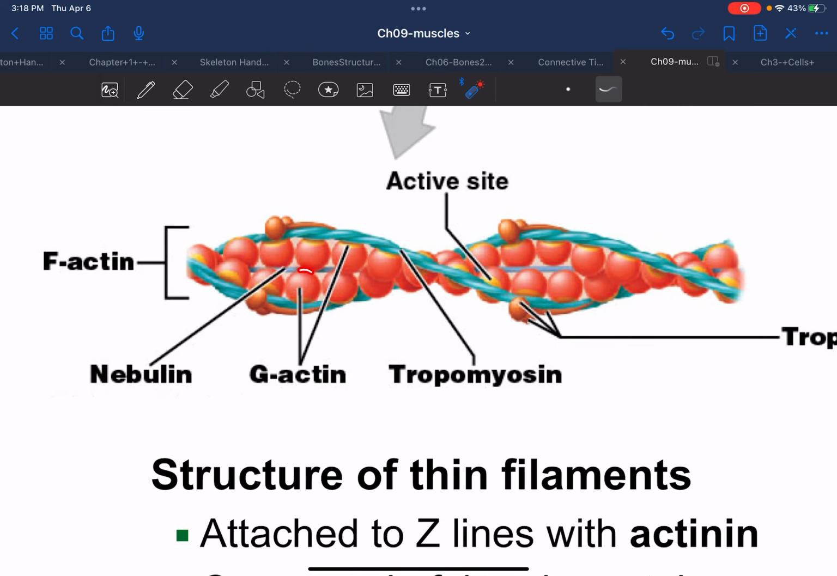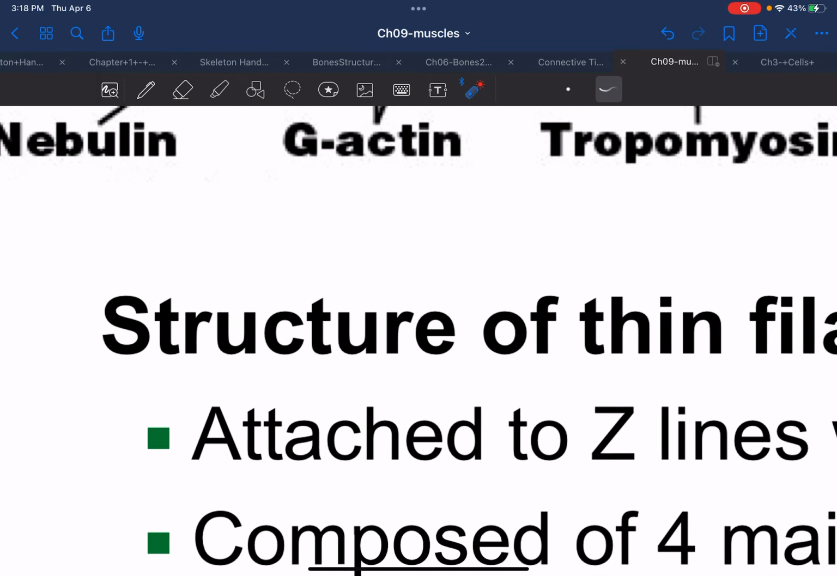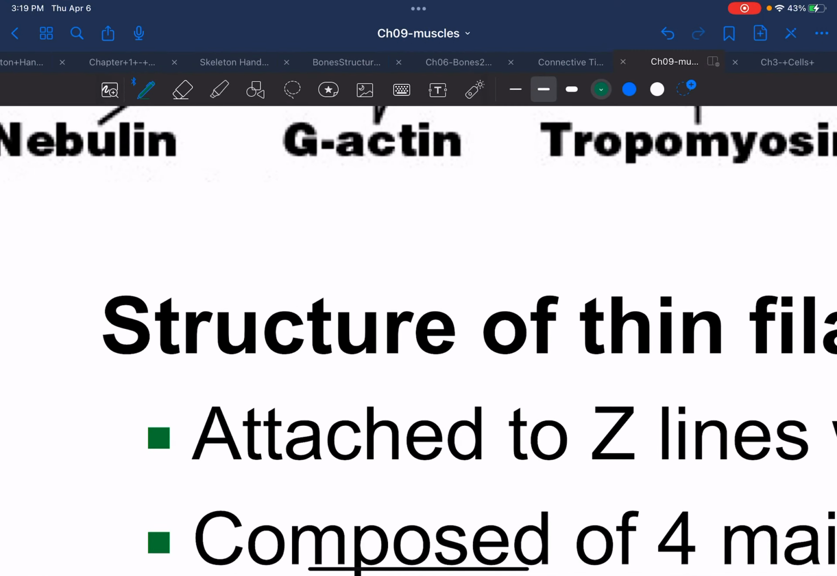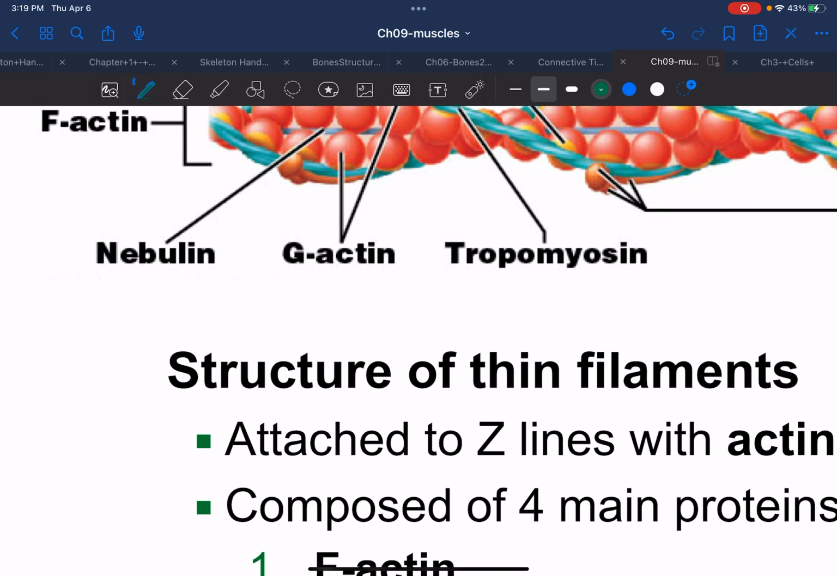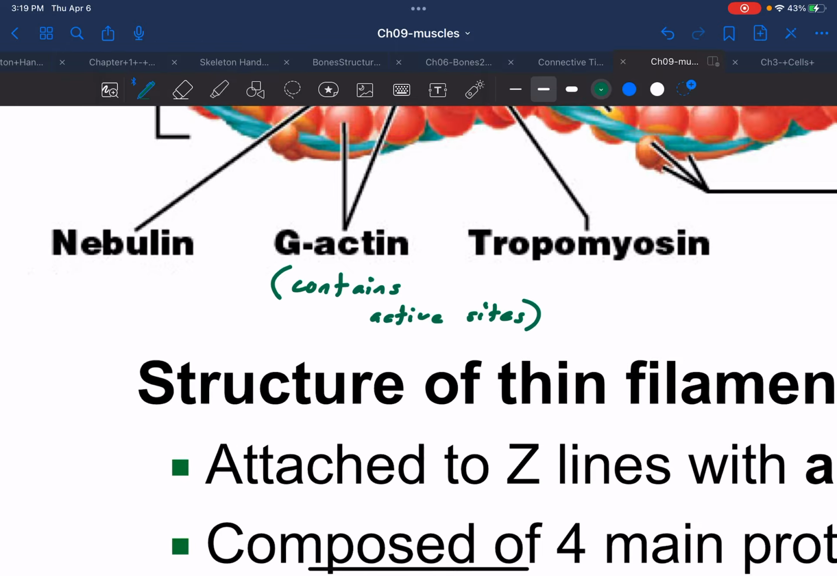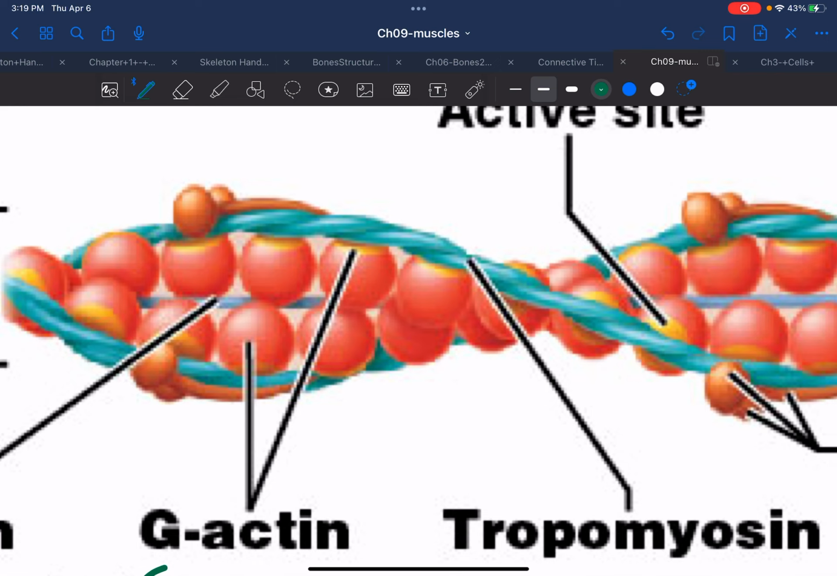And G-actin are going to be the spherical-like ones that contain our active sites. So let's write that in there, contain active sites. Yes, our nebulin holds our G-actin together. Nebulin holds our G-actin together. And our G-actin, where it'll be most relevant for us, contains active sites.